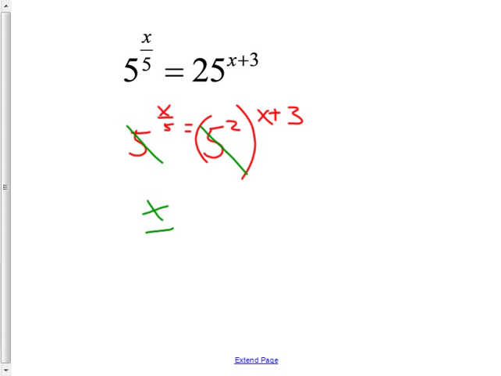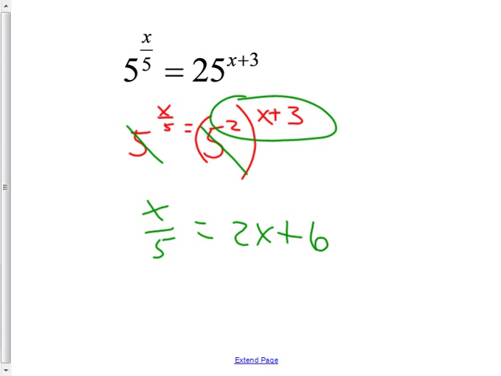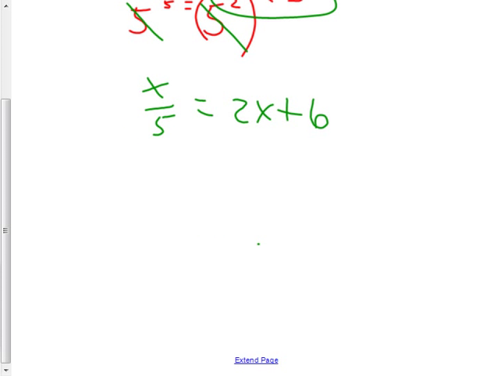All right, so x over 5 equals, what's that? It's not 2x plus 3. What is it? 2x plus 6. Because this has to get multiplied out. That's algebra. Okay, and then times by 5 on both sides. And I'd have x equals 5 times the 2 makes 10x plus 5 times the 6 makes 30. That's what I just did there. I times everything by 5.